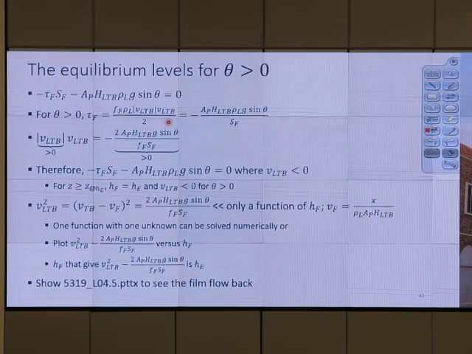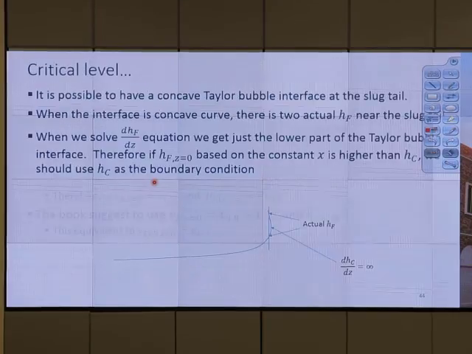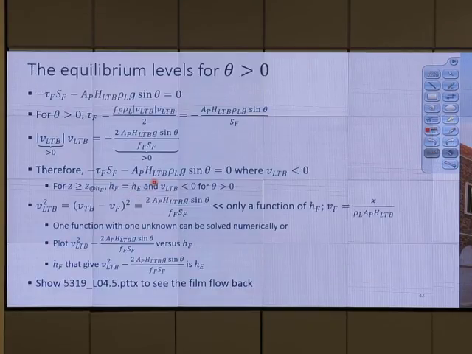So when that thing equals 0, we have equilibrium liquid height. Beyond equilibrium liquid height, what did my equation say? Okay, I'll show you later. Let's do this. Go to the next one.